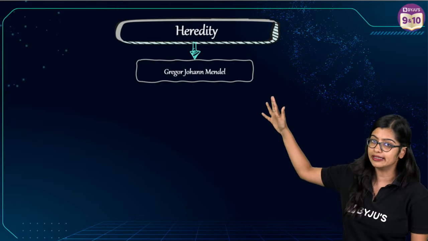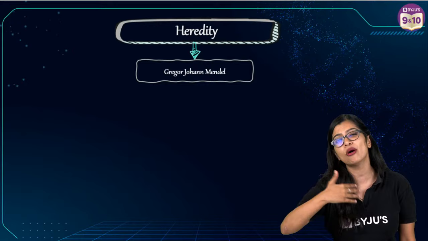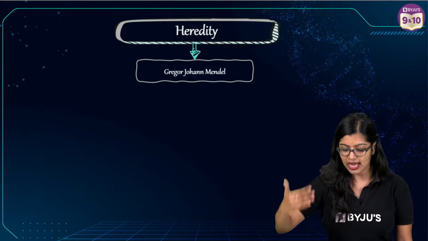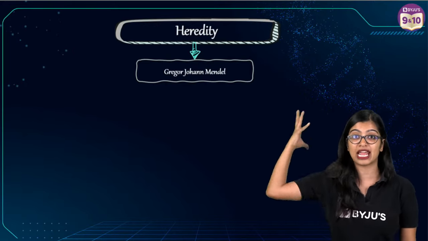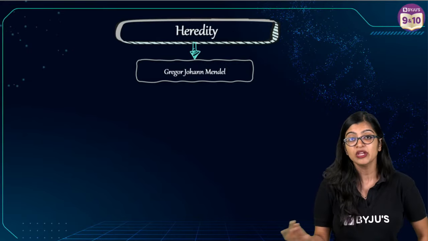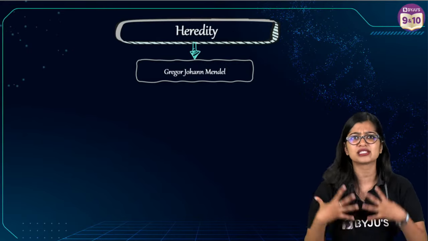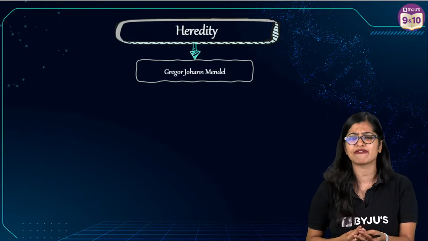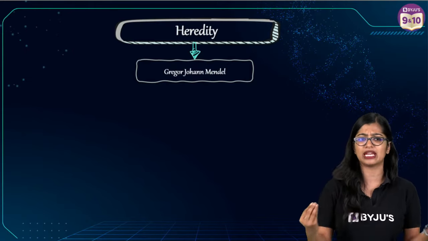So Mendel started this, and of course, over time, so many scientists have contributed, and over time, of course, we have been able to have an in-depth understanding of how genetics works, right? So what is genetics? It is nothing but study of genes and how they function and what they do. That is what we mean by it.